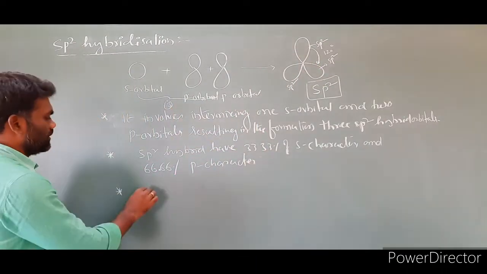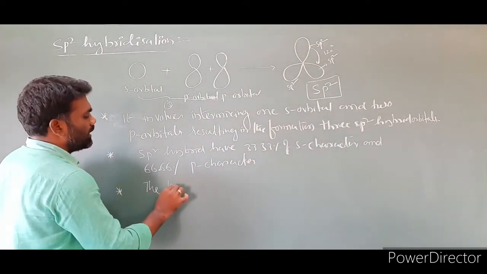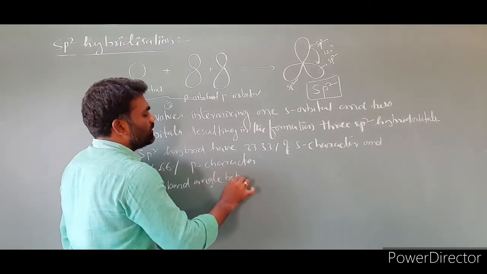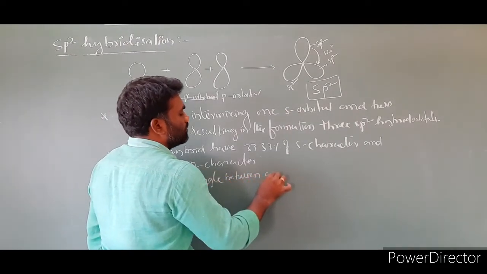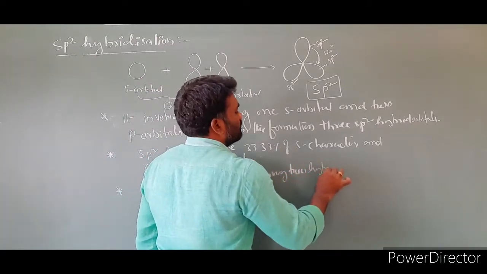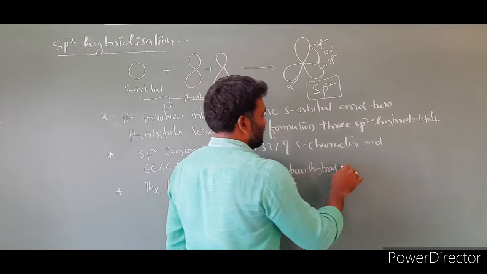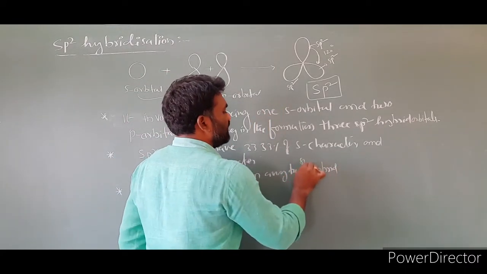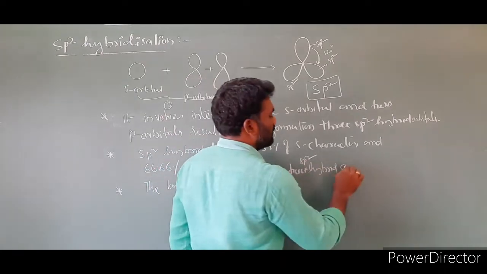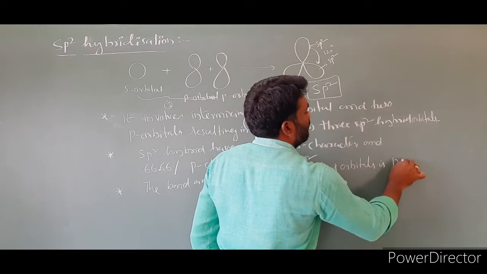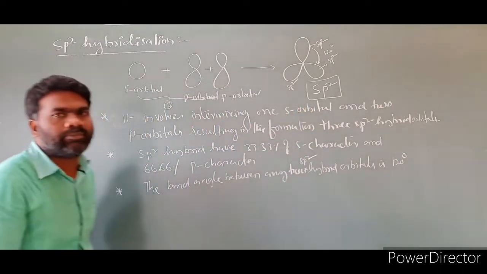That is the point. The bond angle between any two sp2 hybrid orbitals is 120 degrees. This is the point number 3.